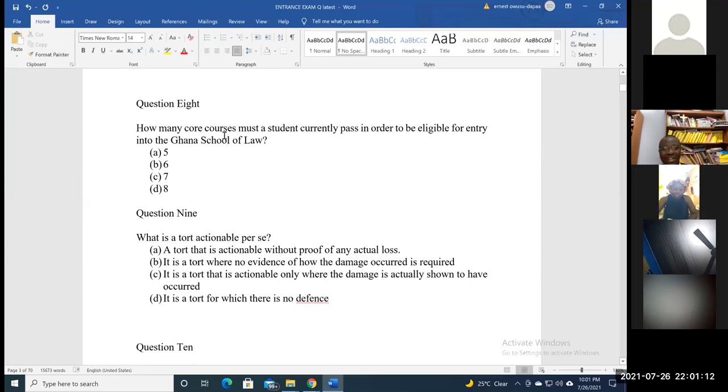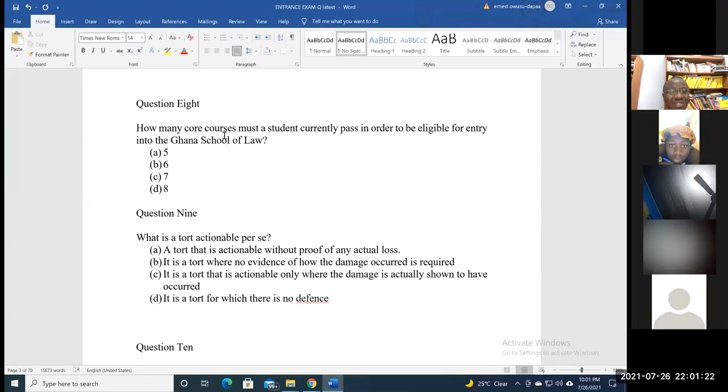Okay, so of course we look at a question like question 8, for example, which is really just one of those things you throw in to worry students. It's not really academic, is it? How many core courses must a student currently pass in order to be eligible for entry into the Ghana School of Law? I mean, this is funny. This is not academic. So I'm not going to waste my time discussing this type of question with you.